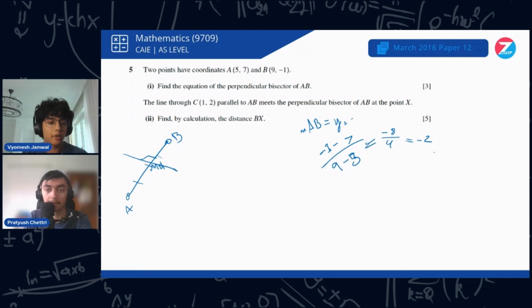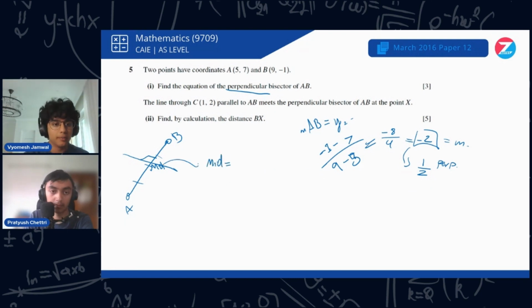And if we're talking about a gradient that is perpendicular to that, again, we do the same as we do: we flip it and then change the sign. So the new gradient would be 1 upon 2. And now we have to find the midpoint, because we've got the gradient. We have to find the point that the line passes through. So the midpoint of both of the points, we're just going to follow the formula. So it's going to be 5 plus 9 divided by 2, comma 7 minus 1 divided by 2. We're basically adding the values. So the midpoint would be 7 comma 3.